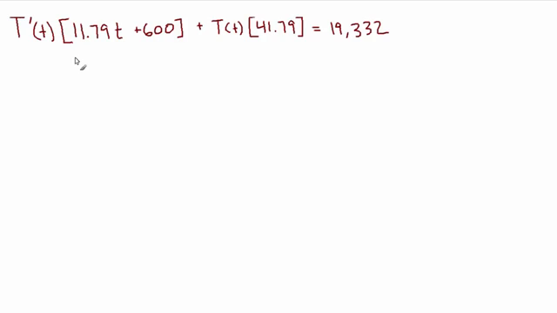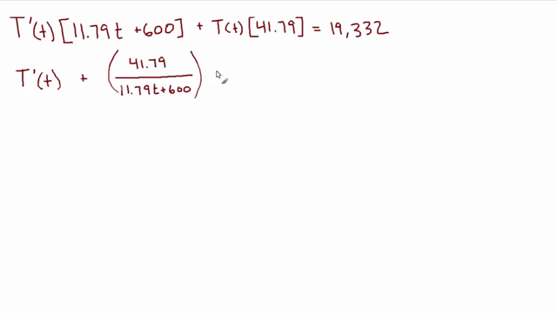The first thing you can do is get T prime of t by itself. I'm going to divide by 11.79t plus 600 in all three terms. And what that'll give us will be T prime of t plus 41.79 over 11.79t plus 600 times T of t equals 19,332 over 11.79t plus 600.